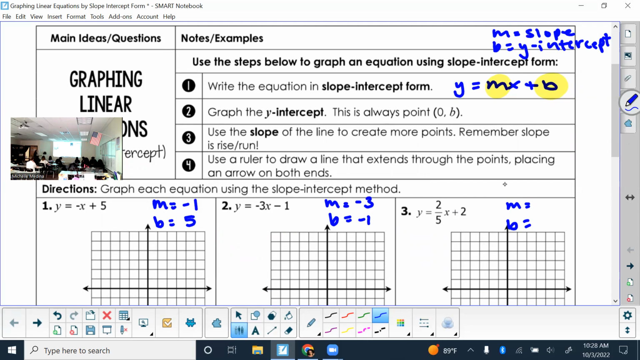All right, class, all at the same time. What's the slope in number 3? Good. 2/5, 2/5. And what's the y-intercept in number 3? 2. So good.